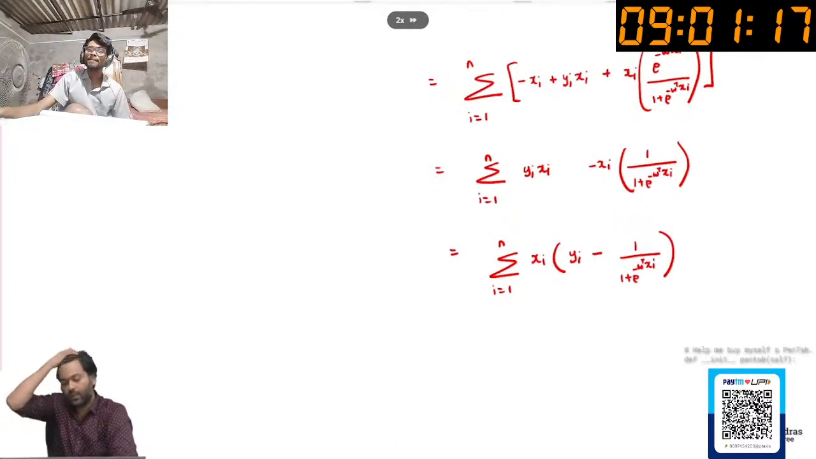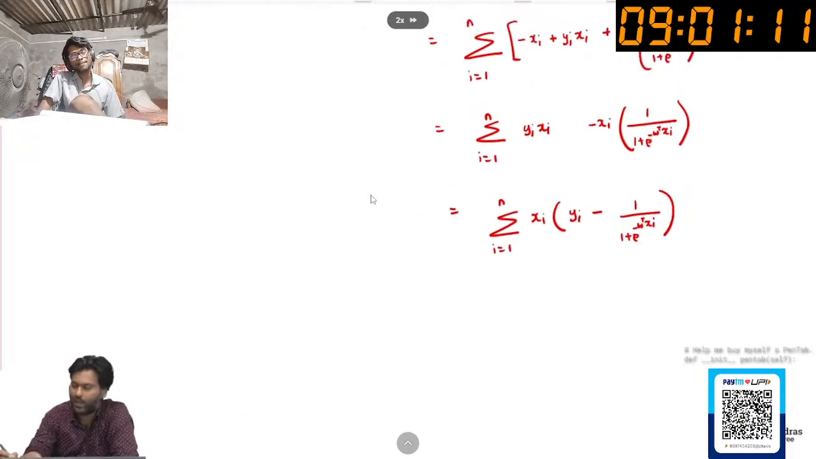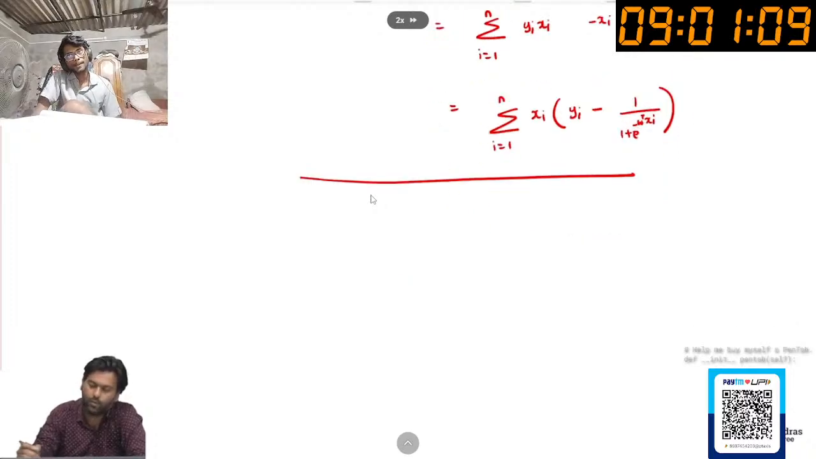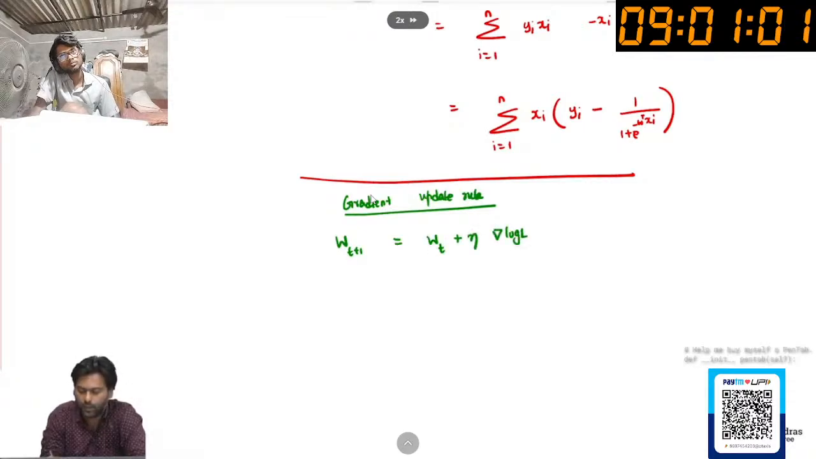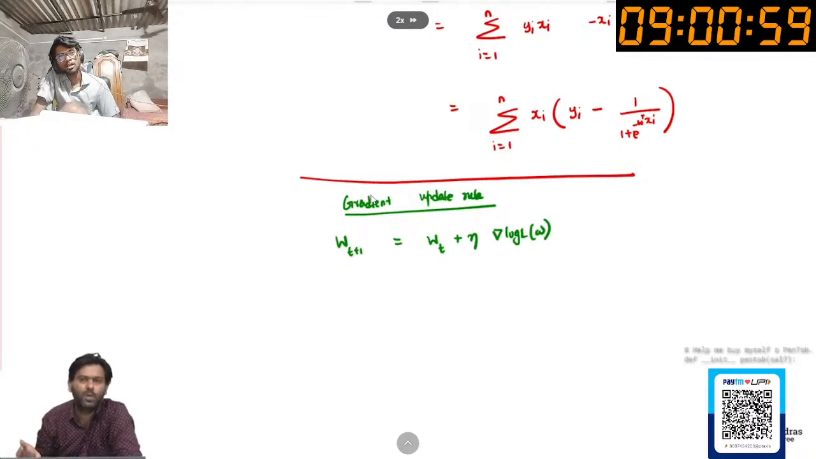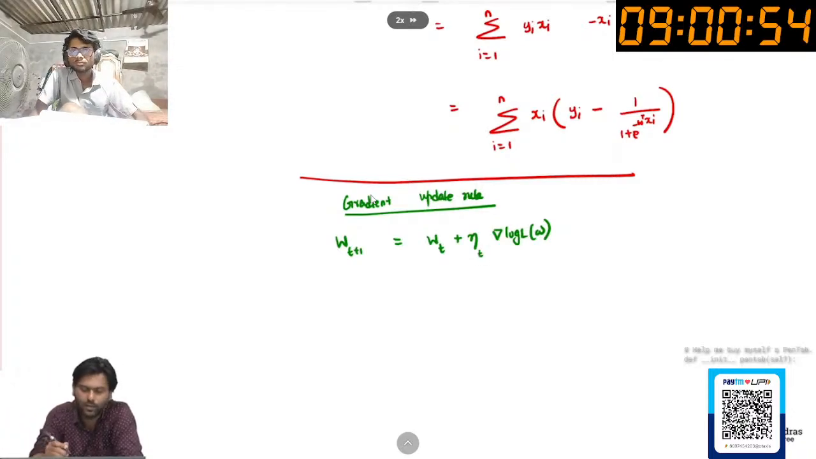So this is the gradient with respect to w of the original likelihood function, and we would want to maximize this, which means that the gradient ascent update rule would look like this: wt plus 1 will be wt plus eta t times the gradient of the log likelihood of w. Because it's a maximization problem. If it was a minimization problem, then it would be minus eta times the gradient. So here you are moving along the gradient direction using some step size eta t.